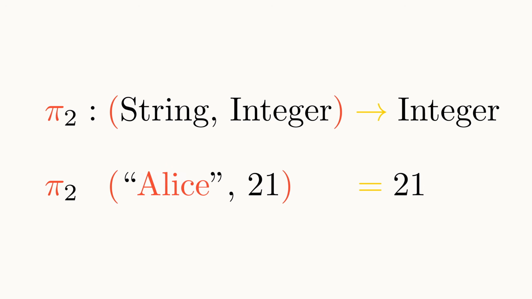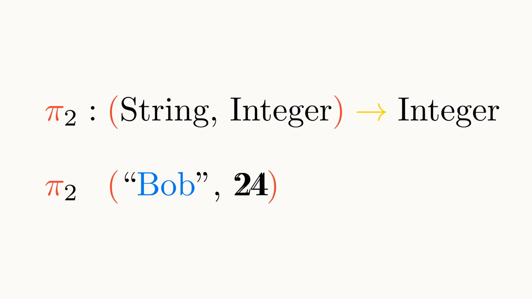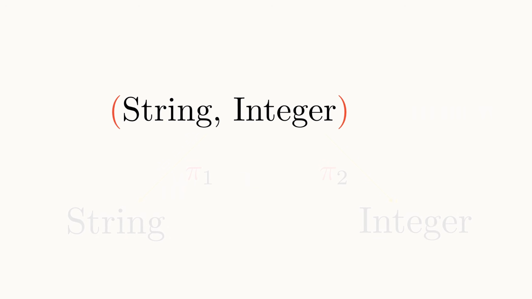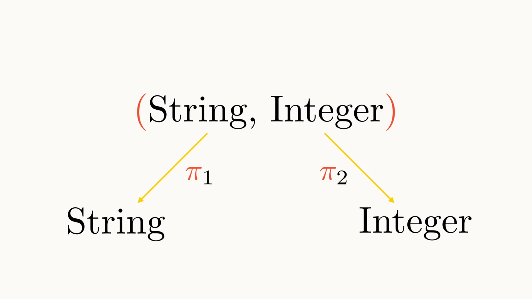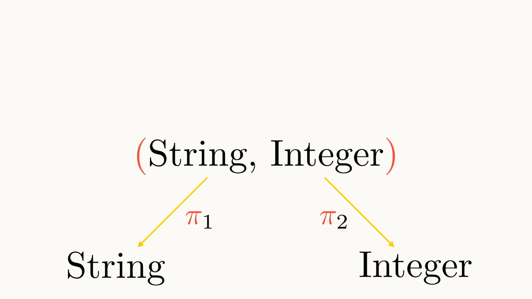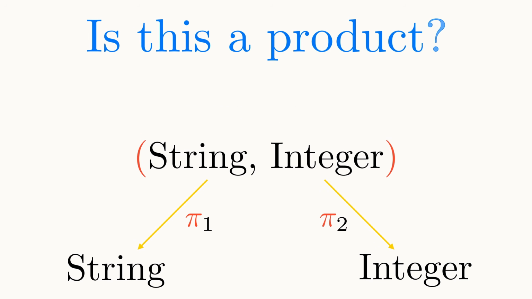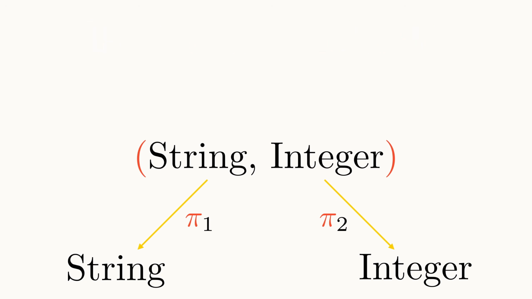And pi2 applied to Bob24 would return 24. So this pair type, along with these fairly natural projections, are a good candidate for the product of these two types. But to actually prove that this pair type is a valid product universal construction, we need to show that it satisfies our universal property. Let's give that a go.